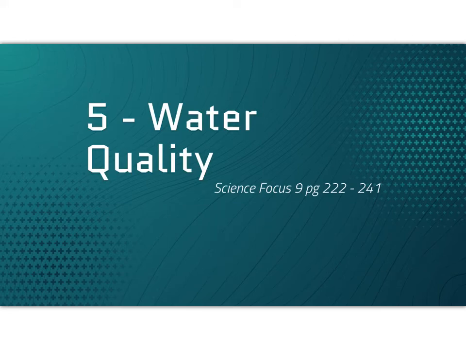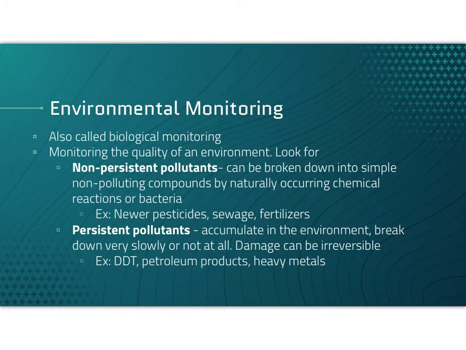Topic 5, water quality. Environmental monitoring is also called biological monitoring. In this, we're monitoring the quality of an environment. So we're looking for non-persistent pollutants and persistent pollutants.